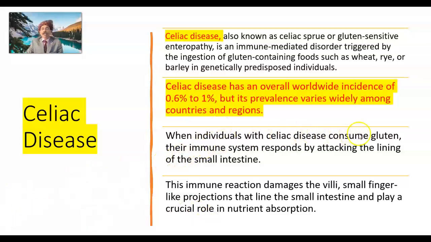When an individual with celiac disease consumes gluten, their immune system responds by attacking the lining of the small intestine. This immune reaction damages the villi. Villi are small finger-like projections that line the small intestine and play a crucial role in nutrient absorption. If villi are lost, there will be decreased surface area for absorption, so nutrients will not be absorbed into our system.